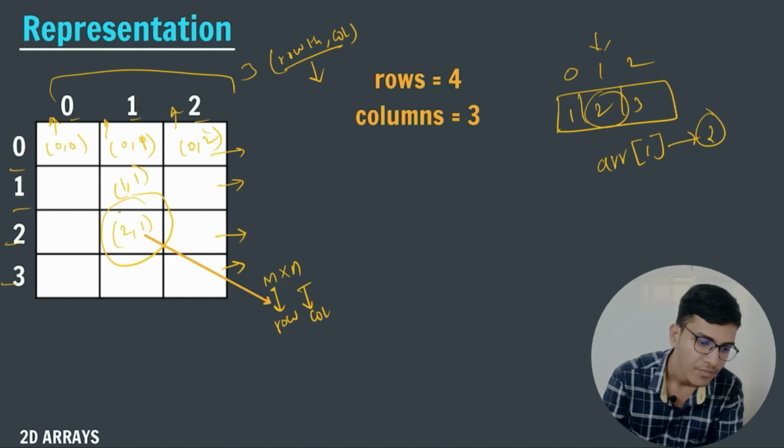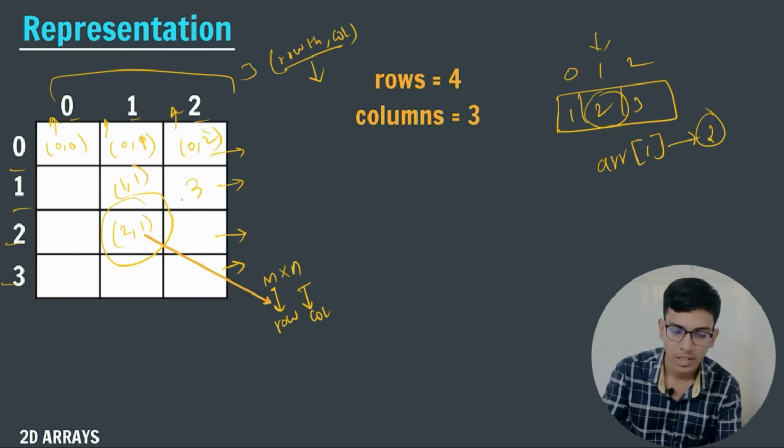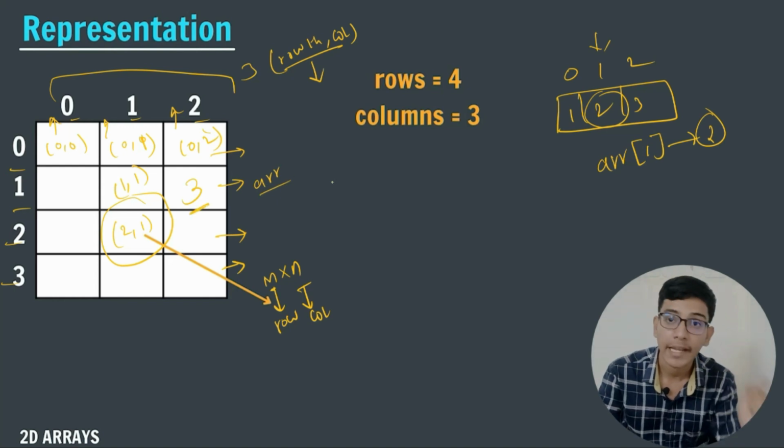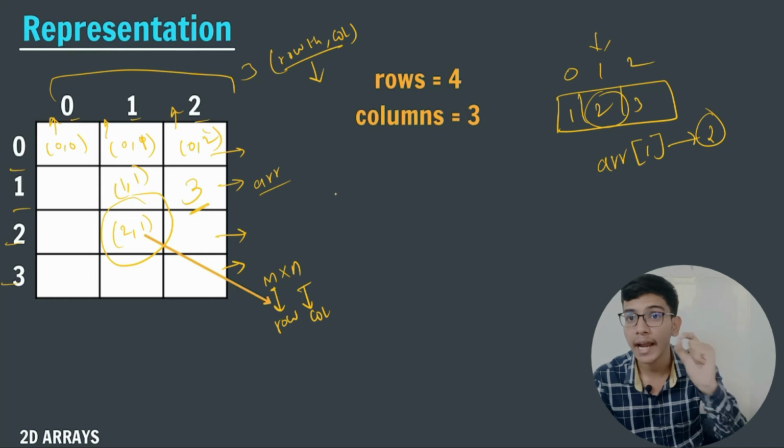Similarly, suppose the element which is stored here is 3. Let us consider that the two-dimensional array name is ARR. So I can access this particular element by its row number and its column number.